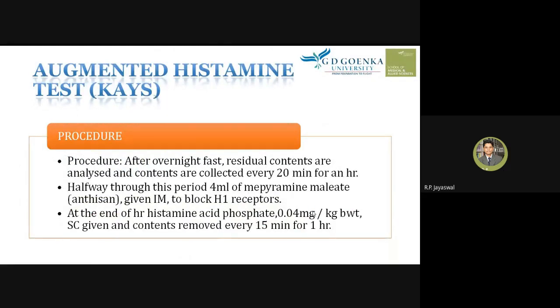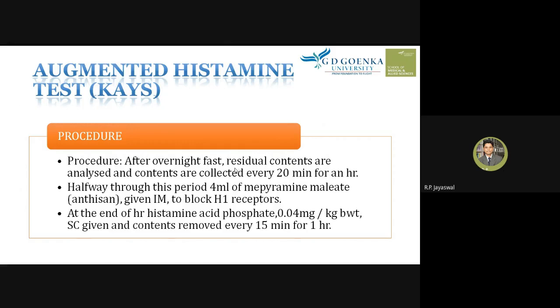The procedure is after overnight fasting, the residual contents are removed. This is common to all the previous tests we studied, that overnight fasting is required. The patient should report to the lab in the fasting condition, and the residual contents should be analyzed.